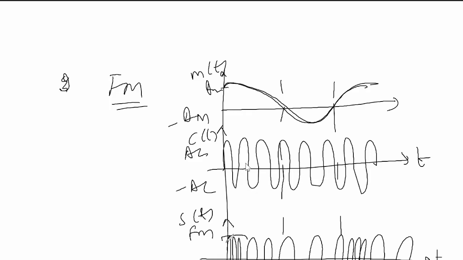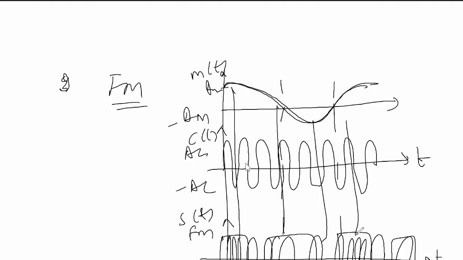Here you can see, here the frequency is high, here the frequency is less. Here the frequency is high, here the frequency is less. And how is this high and low frequency? According to the amplitudes of the message signal, the frequency has increased and decreased. So this is called frequency modulation. In frequency modulation, the message signal is carried in the frequency variations of the carrier signal, and the amplitude remains constant. That is one concept. So this is the definition of FM.